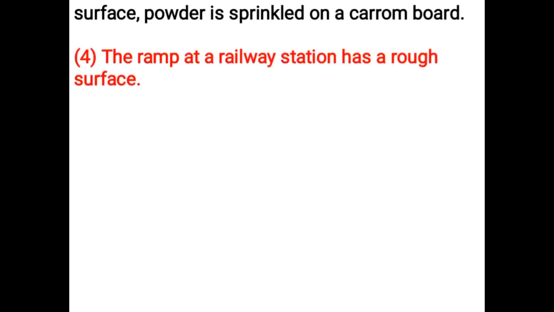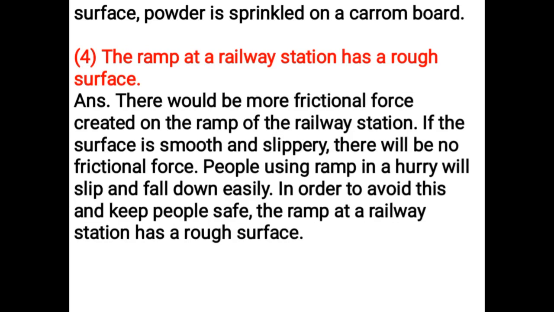The ramp at a railway station has a rough surface. There would be more frictional force created on the ramp of the railway station. If the surface is smooth and slippery, there will be no frictional force. People using the ramp in a hurry will slip and fall down easily. In order to avoid this and keep people safe, the ramp at a railway station has a rough surface.